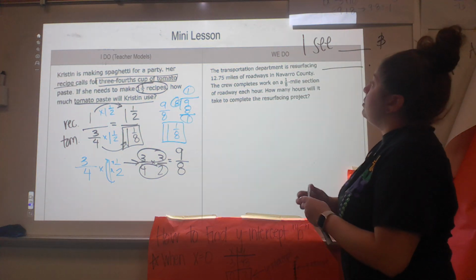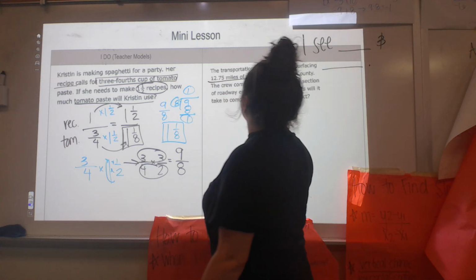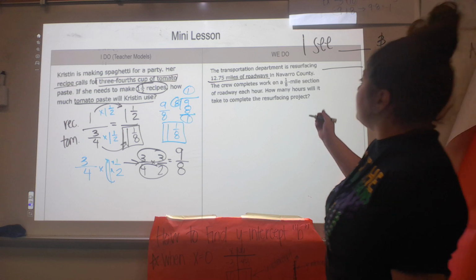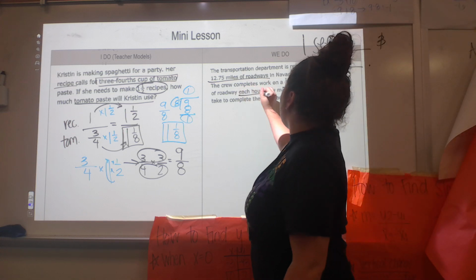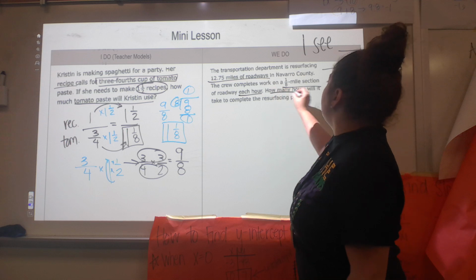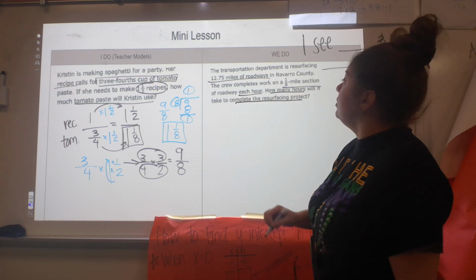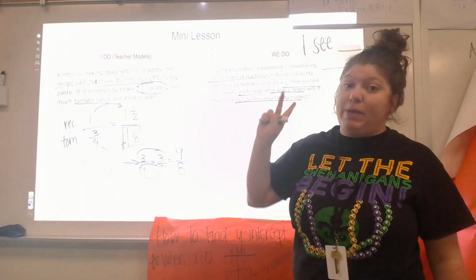The transportation department is resurfacing 12.75 miles of roadways in Navarro County. The crew completes a 1/8 mile section of the road each hour. How many hours will it take to complete the resurfacing project? Okay, so we're comparing two things. We're comparing miles and we're comparing hours.